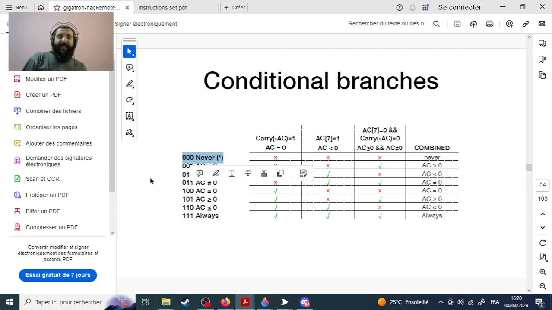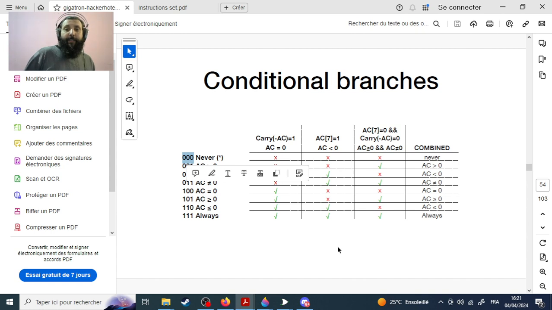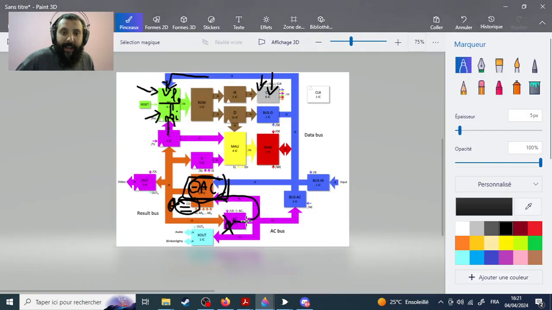It is represented by never. Normally, if we follow the table, we will never jump. But the CU was modified to use it like the far jump. The far jump is the only time when we will change the high part, exactly the high and the low at the same time. We will change 16 bits, not 8 bits. We will change the high and the low at the same time with the far jump.